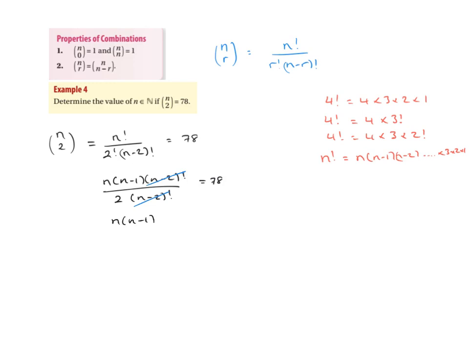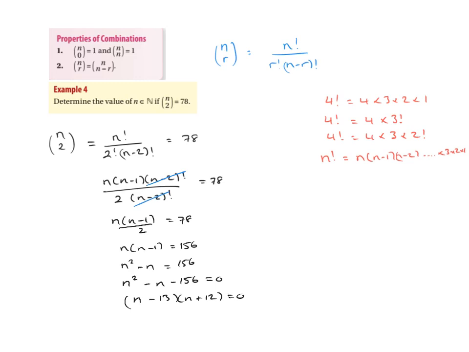We're going to be left with n times n minus 1 over 2 is equal to 78. So let's multiply everything by 2 to get rid of that fraction. We get n times n minus 1 is equal to 78 times 2, which is 156. Then we get n squared minus n, multiplying out that left-hand bracket, is equal to 156. Get everything across, because this is now a quadratic equation: n squared minus n minus 156 is equal to 0. From here I'm going to factorize. It's going to be n minus 13 and n plus 12.